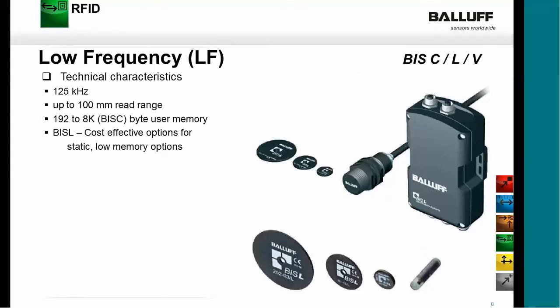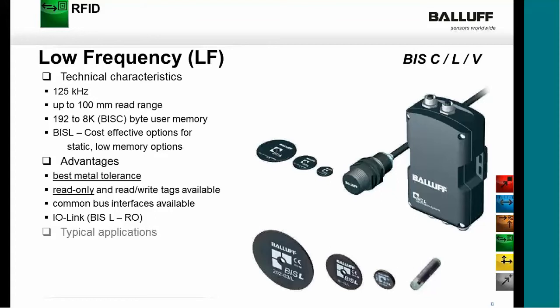Looking at some of the characteristics of low frequency tags, they operate at 125 kilohertz. This is important: your read-write range is between 0 and 100 millimeters, and you have RFID tag memory sizes from 192 bytes up to 8 kilobytes. In the BIS L family, this will be your most cost-effective option, typically for low memory requirements.